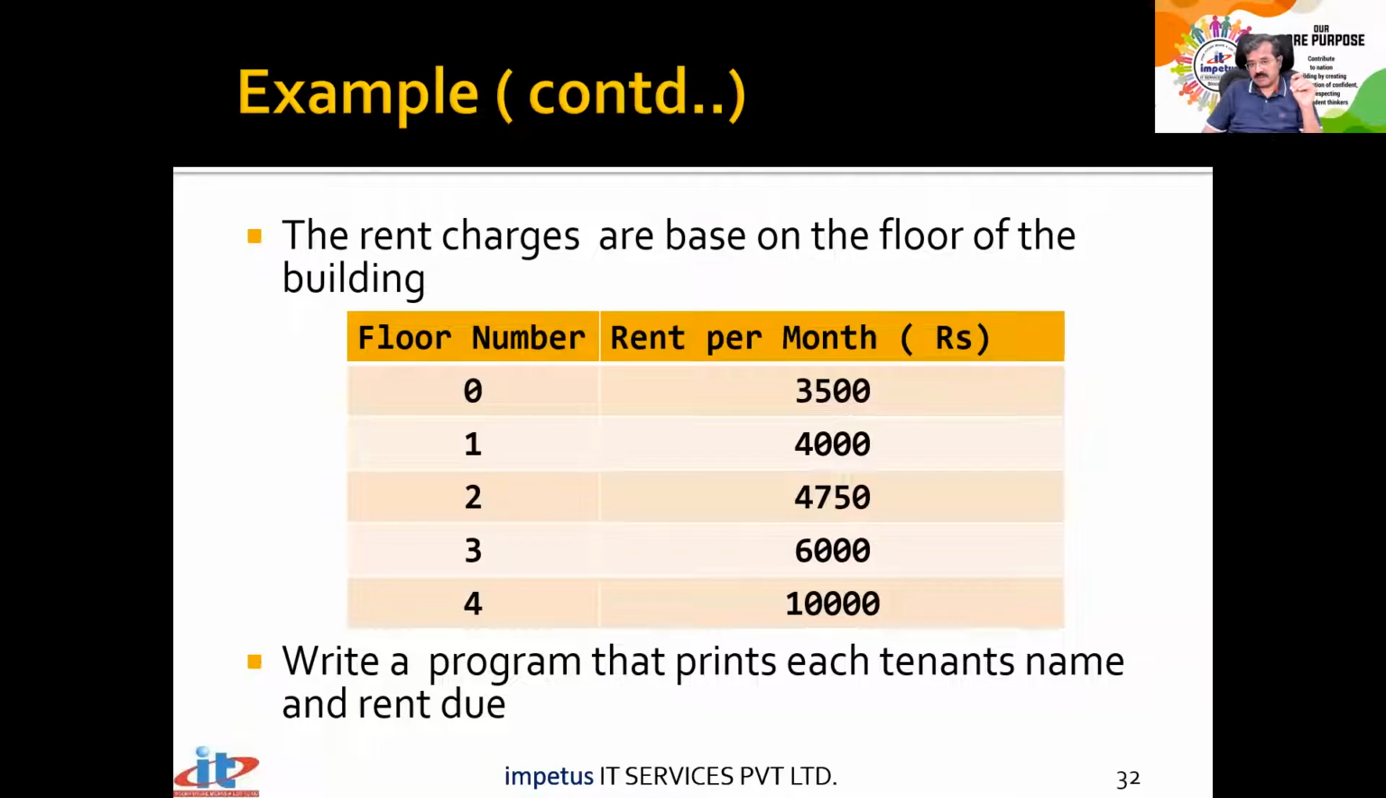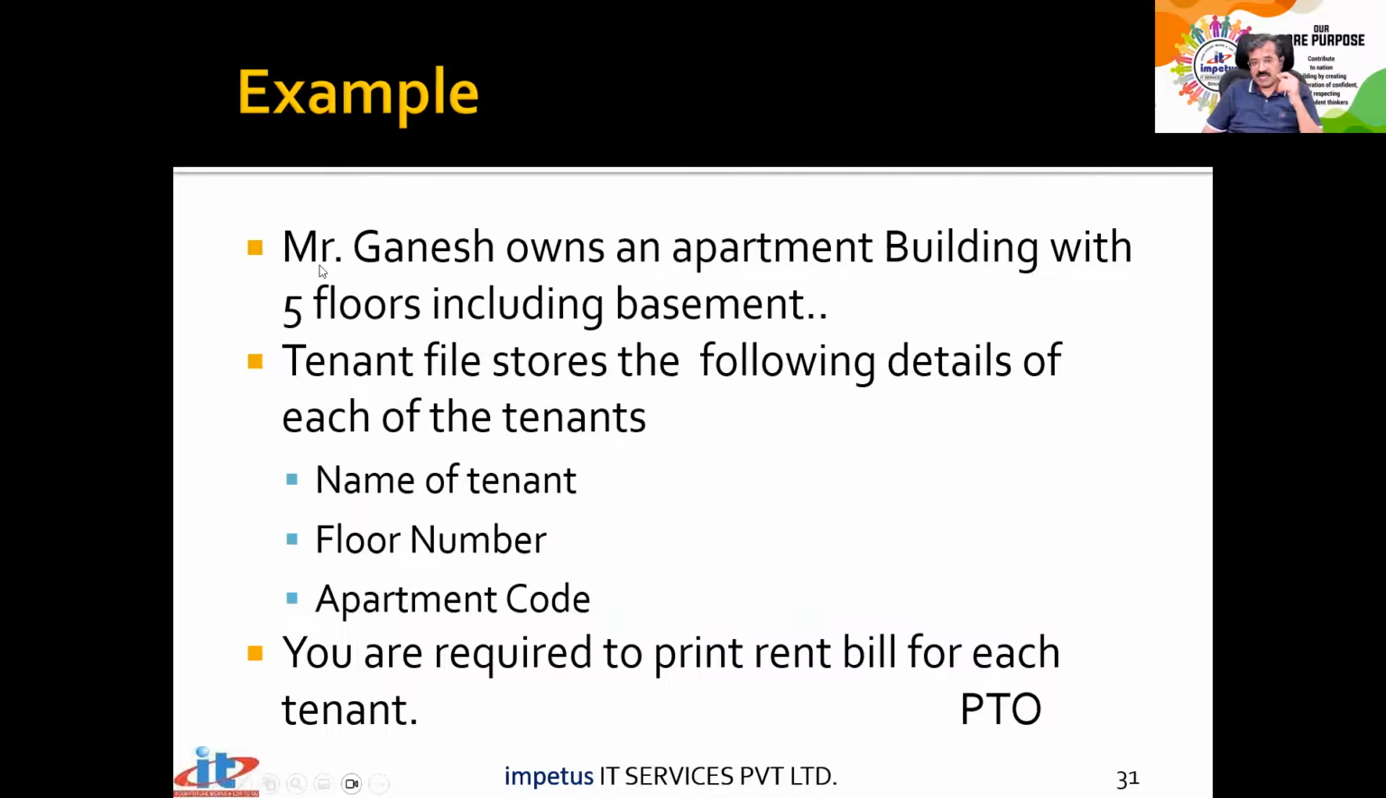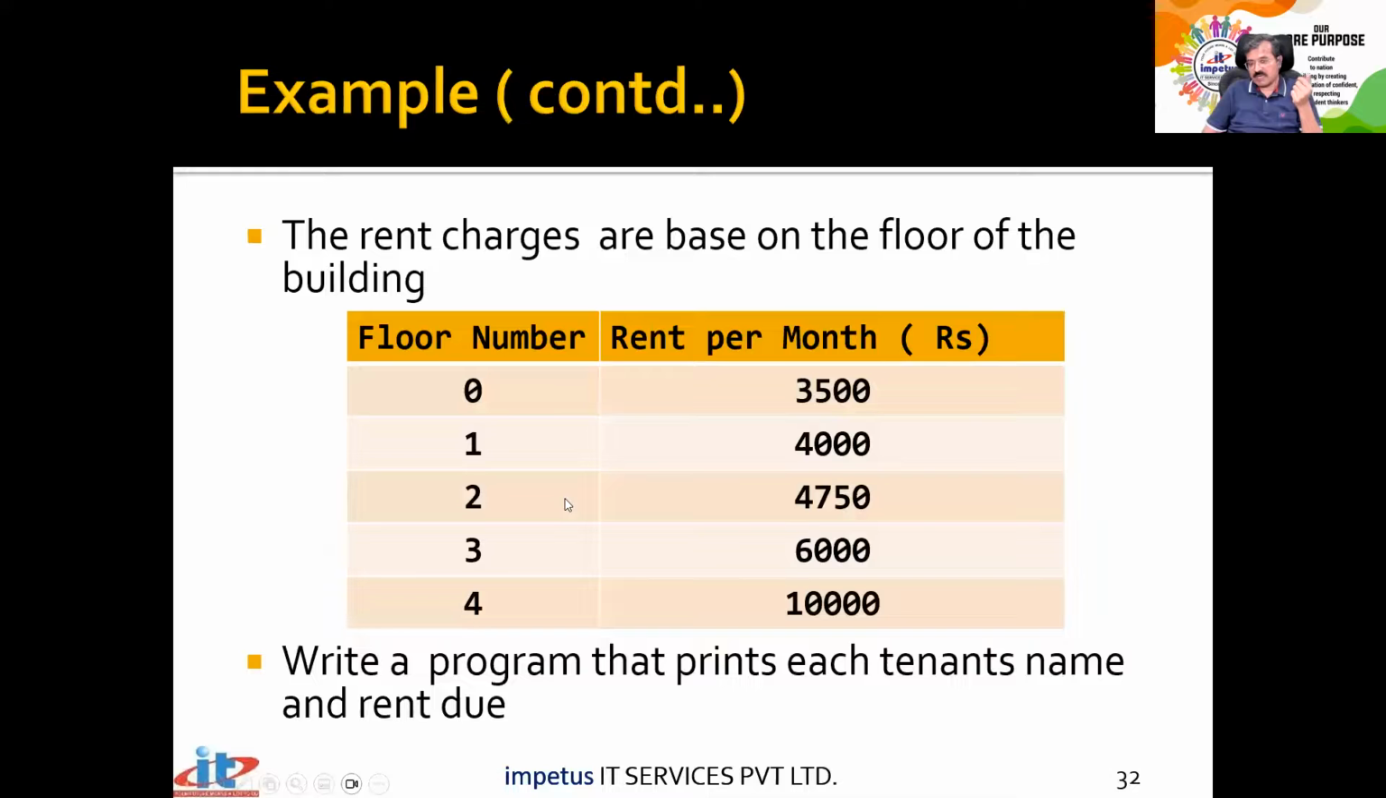has to be printed. Now the only thing is, here we have said a tenant file stores the details of each of the tenant. Okay, so I have not told you the concept of file as of now. So you can accept the details of the tenant if you want, and then you can proceed further. So name of the tenant, floor number and apartment code, you have to accept all three and then calculate the bill and print it. The rent charges are based on the floor of the building.